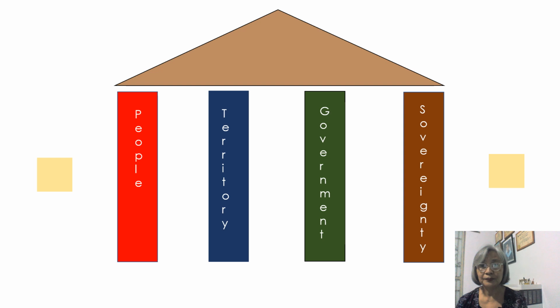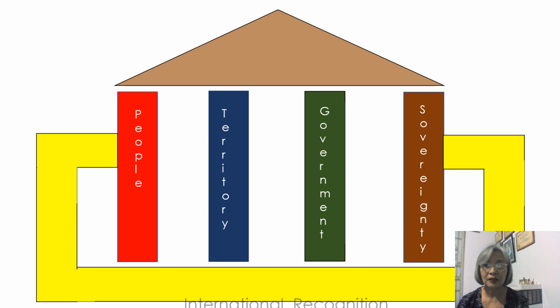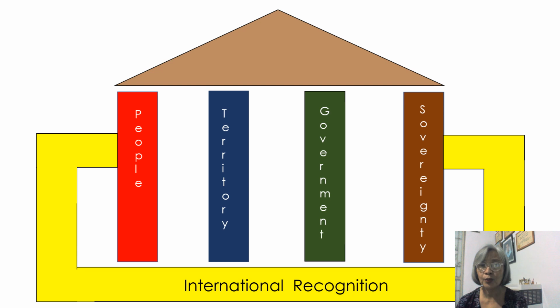So, meron pang kulang dyan eh. Kasi yan yung traditional definition, pero ngayon meron pang isang kailangan. Ito yung tinatawag na international recognition. Kahit meron ka nung apat na elements, kung wala kang international recognition, hindi ka pa rin mako-consider na independent state. Maraming klase kasi yung state. Merong belligerent state na tinatawag, yung nakikipag-away sa mother country to acquire an independence. So, pwedeng state ang pangalan niya, pero hindi pa siya independent state kasi hindi pa internationally recognized.